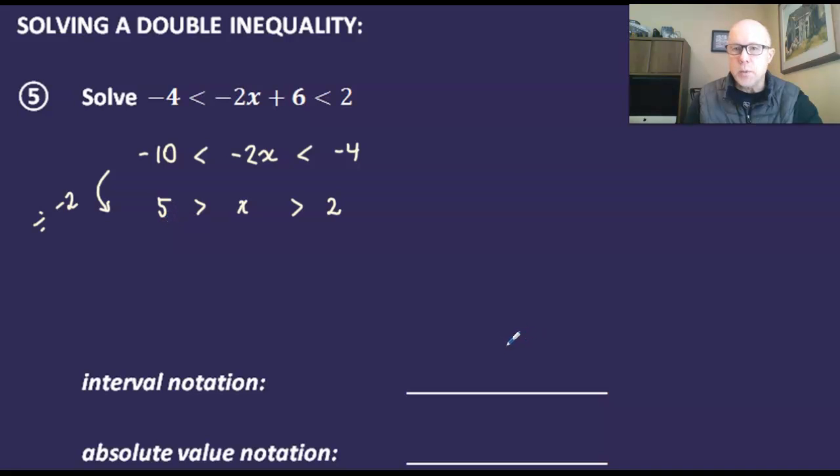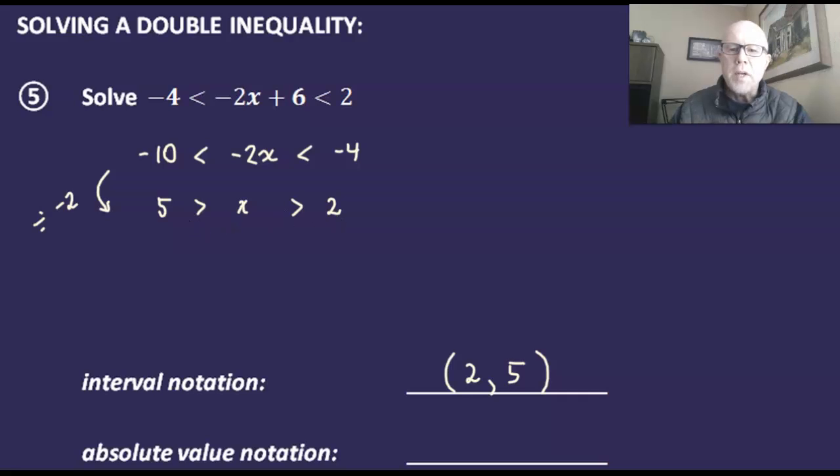Since there is no equal sign in our inequality, we use round brackets to represent the solution set. If either of those was equal to, then we would use a square bracket. For example, if it was equal to 2, then we would use a square bracket on the left side. Within the parentheses or the brackets, we put the lower boundary first, which is 2, and the upper boundary second, which is 5, separated by a comma. So this is your interval notation for this solution set from 2 to 5.